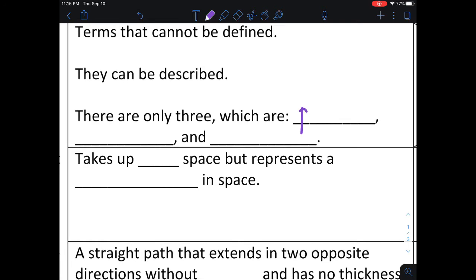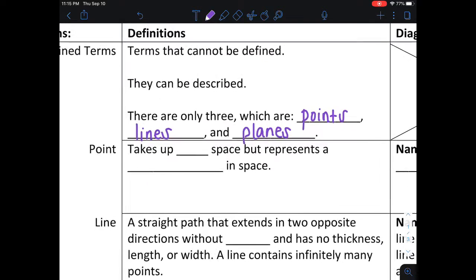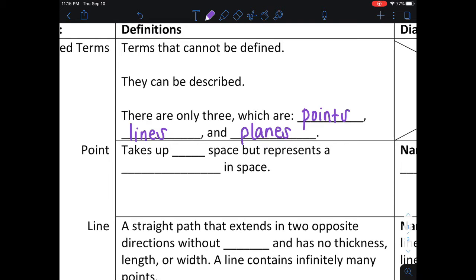They are points, lines, and planes. All right, so I'm going to get started with point. A point takes up no space, but represents a location in space. Okay, so that's not a definition, that's just kind of describing what it is.